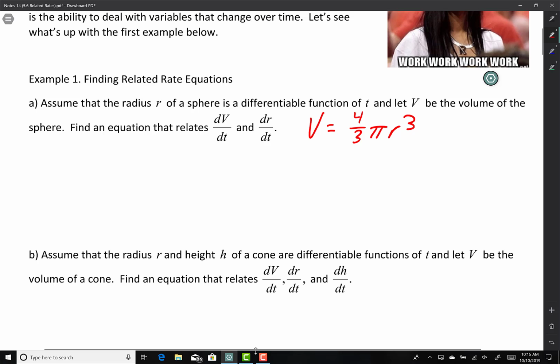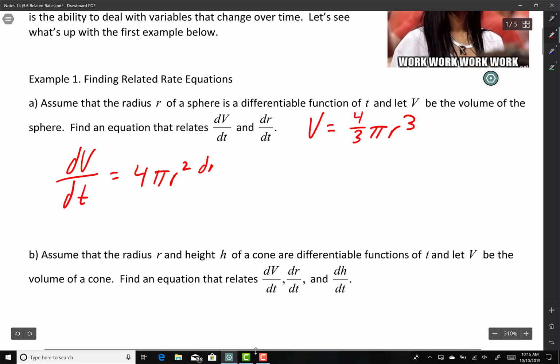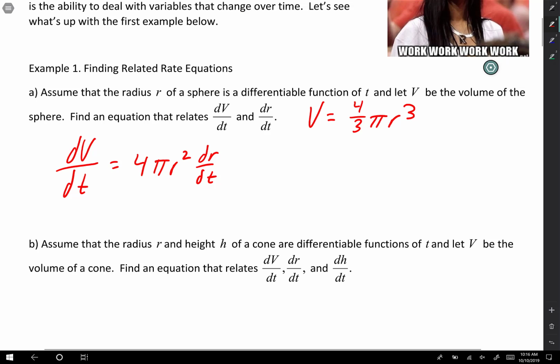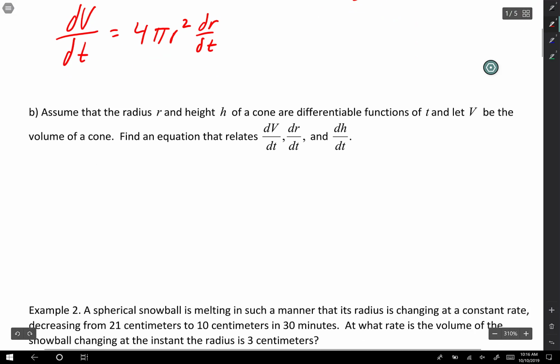I'm going to take the derivative with respect to what? No, not with respect to r, with respect to t. So write dV/dt equals, what's 4/3 times 3? So I write 4 pi r squared, and then right next to it I put dr/dt. See how it's just like implicit? And that's it. That's all they wanted. So we're done with that one. Yay or nay? Perfect. Next one.